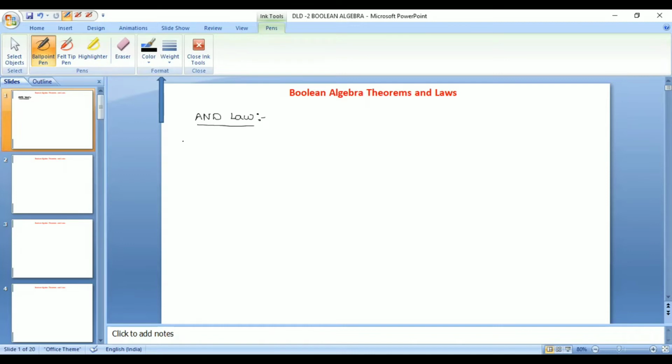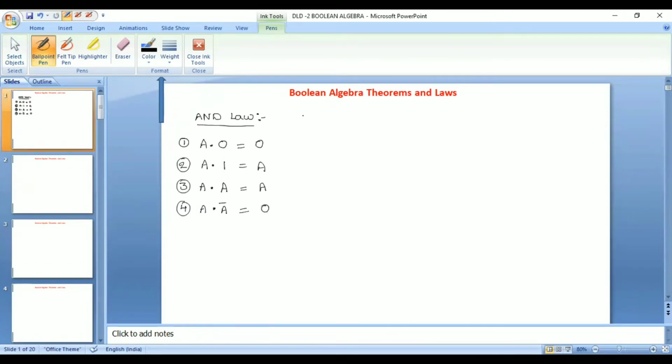So here, A AND 0. If you perform the A AND 0, this is the AND sign. Next, A AND 1. Next, A AND A. Next, the fourth one, A AND A bar. So if you perform this AND with 0, the answer is 0. A AND 1, it is A. A AND A, it is A only. A AND A bar, A into A bar, the answer is 0.